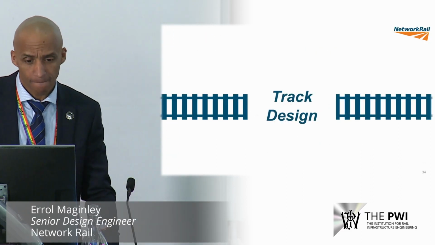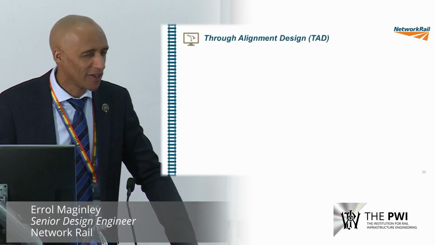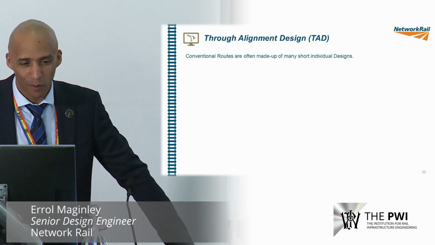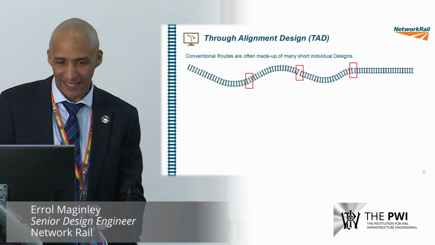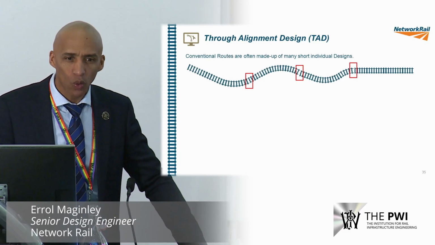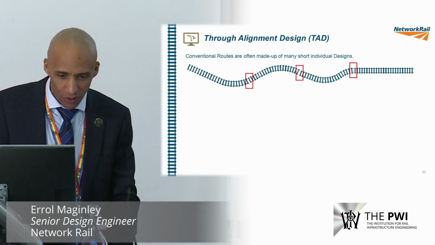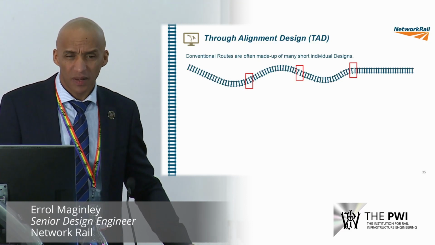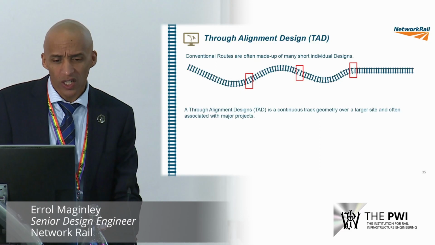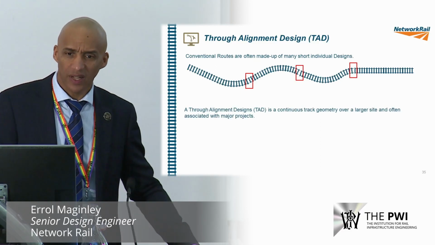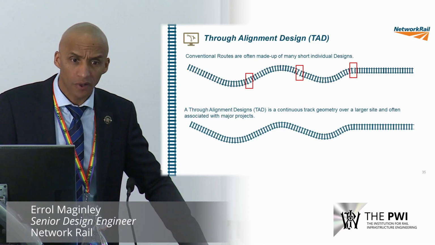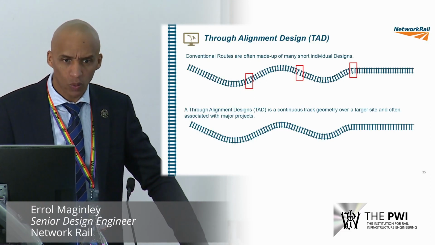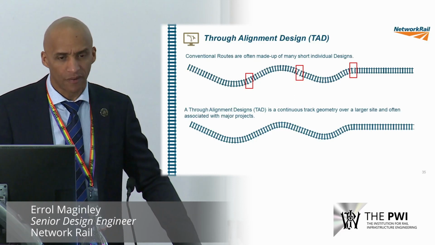Track design. Now, through alignment design, you often hear people talk about it, and the last time I did a presentation, someone said to me, what is through alignment design? So I thought I'd better explain briefly what it is. Conventional routes are often made up of many short elements, so it's not like a continuous track design. They're made up of very small elements, and these are sometimes even staging designs. But for managed track position, what you're looking for is a continuous design, and these tend to be more associated with major projects. Otherwise, trying to manage very small segments becomes very difficult, especially if you're doing work between them, where you have to tie in and run in and out of various designs.